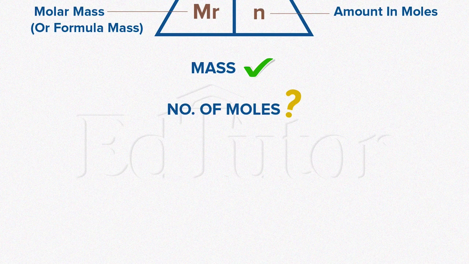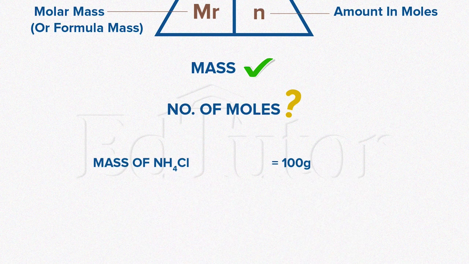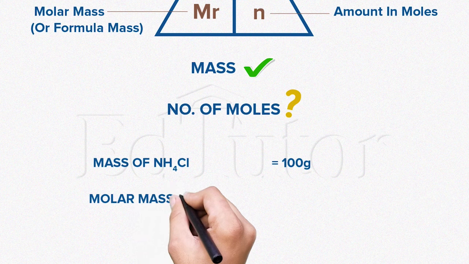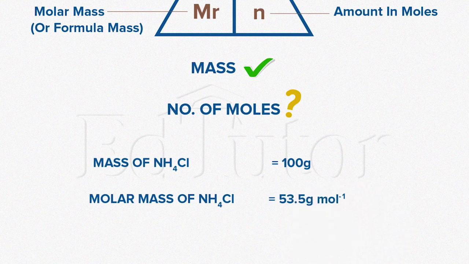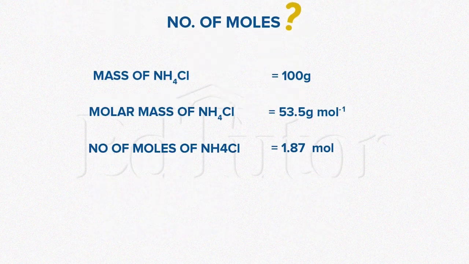Let's start with calculating the number of moles. The mass of ammonium chloride equals 100 grams. So, to calculate the molar mass is now a piece of cake. The molar mass of ammonium chloride is 53.5. Now, by simply using the formula, we will divide 100 by 53.5 and will get the moles of ammonium chloride, which is 1.87. Bingo! That is absolutely right.